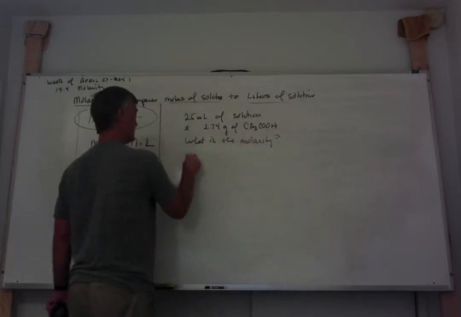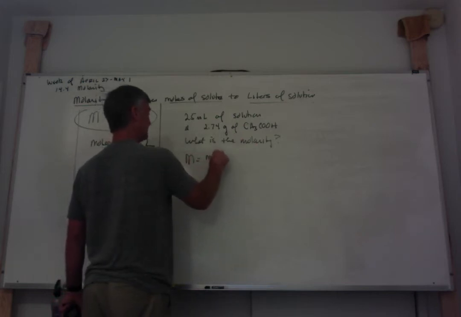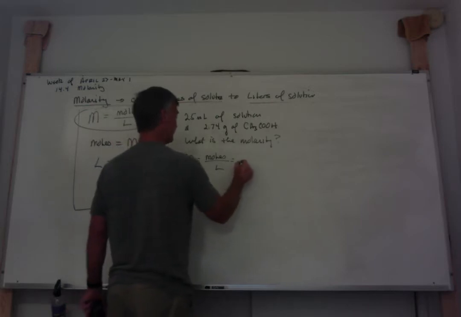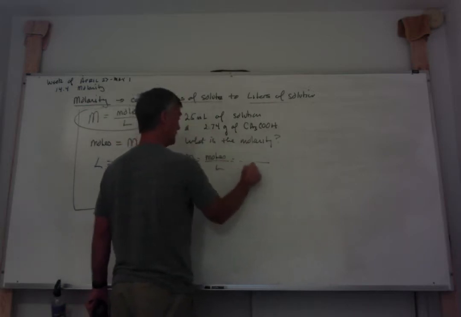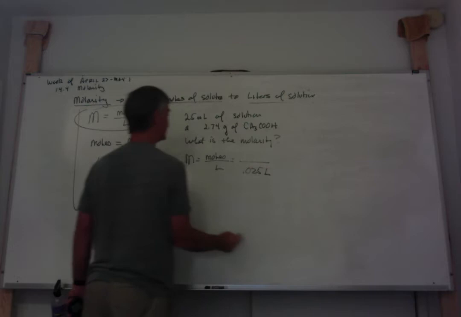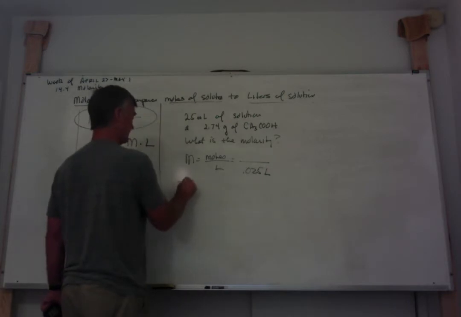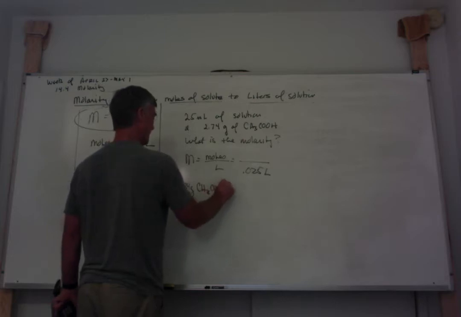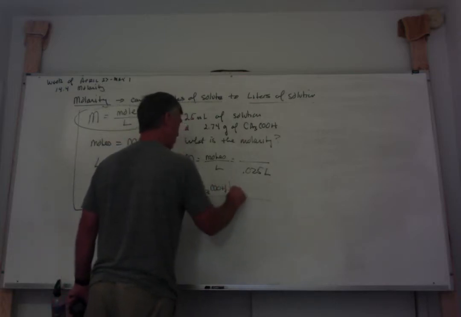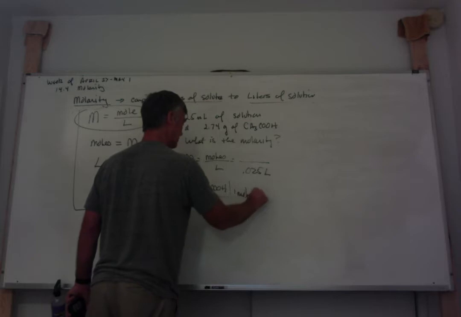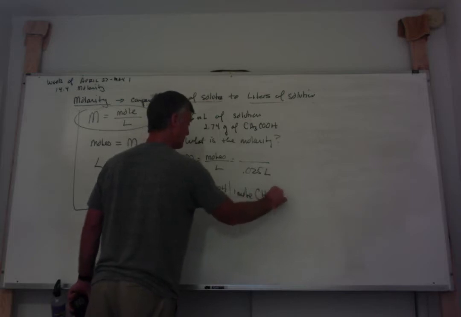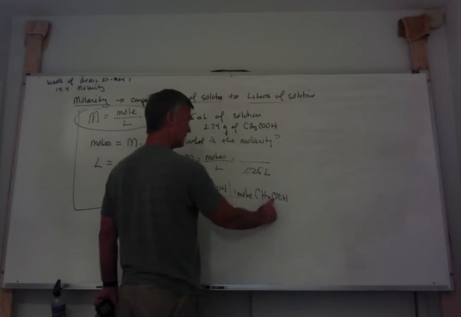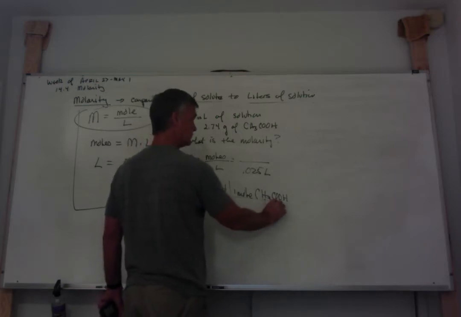Well, molarity is always moles divided by liters. We've got 25 milliliters, that would be 0.025 liters, and 2.74 grams of vinegar, with 1 mole of vinegar.